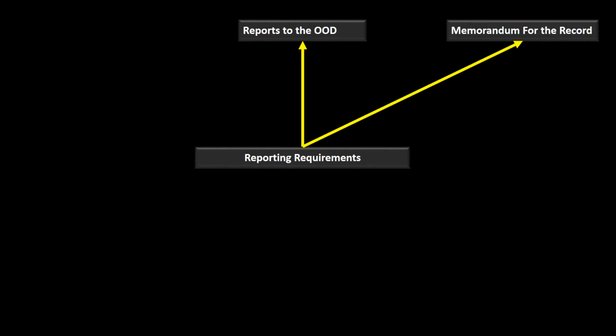So your reporting requirements, we'll go over what we talked about real quick. We talked about things that need to be reported to the OOD, like when somebody was seriously injured or conditions that are unsafe for the crew. We talked about memorandum for the record, when we would draft it, and where we go for guidance for that.